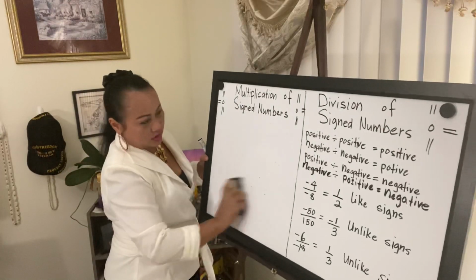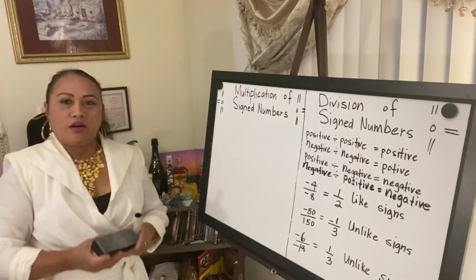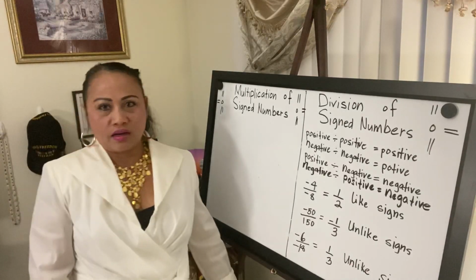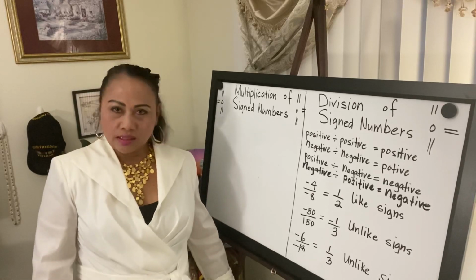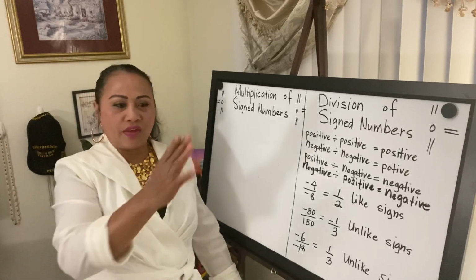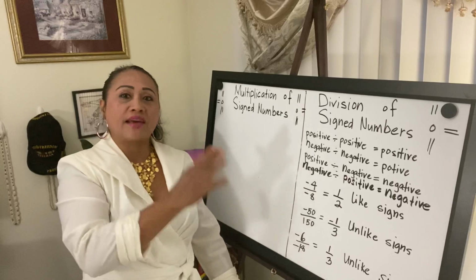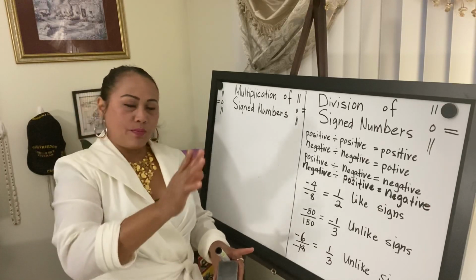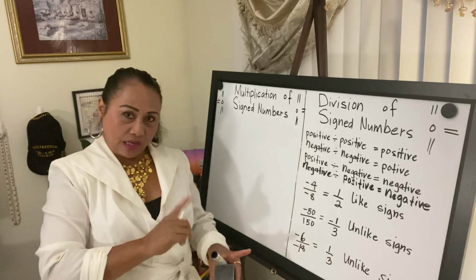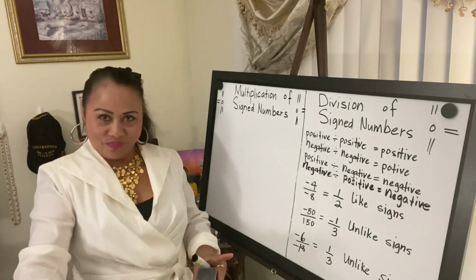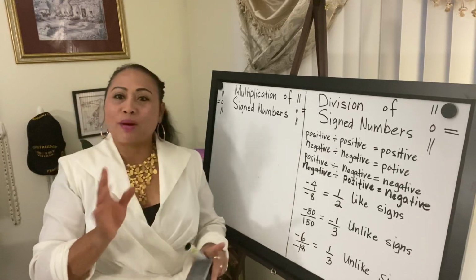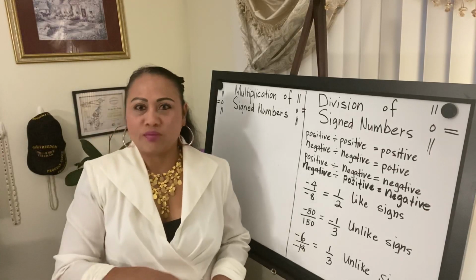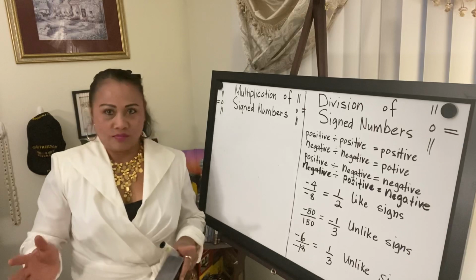Okay, guys, let's review one more. In multiplication, the answer is always positive if it has like signs. Like signs, positive. Positive times positive, positive. Negative times negative, positive. Negative times positive equals negative. Positive times negative equals negative.